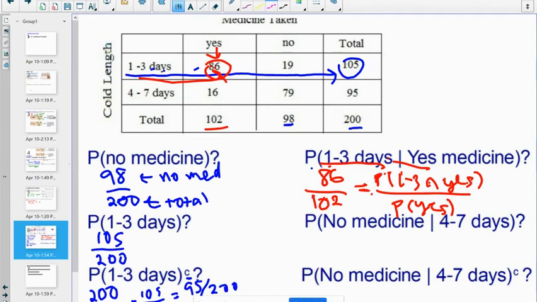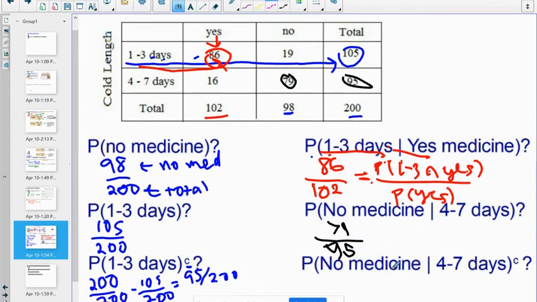Now the probability of no medicine and 4 to 7 days. That meets up right here at 79. Oh, my pen's not working again. Here comes the mouse. So 79 over 4 to 7 days, which is 95 here. Again, I really apologize. My pen has not been cooperating with me, so I'm using my mouse and cursor.